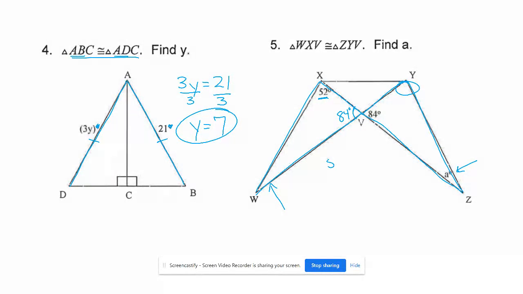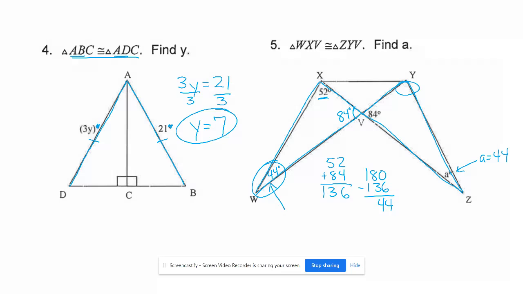So I'm going to take 52 plus 84. I'm going to add those together. And then I'm going to take that 136, which is what I get, and subtract that from 180. And that will tell me the measure of my third angle, my missing angle, which is going to be 44 degrees. So angle W here is 44 degrees. And we know that has to be the same as angle Z, which is where the A is. So A has to be 44 degrees.